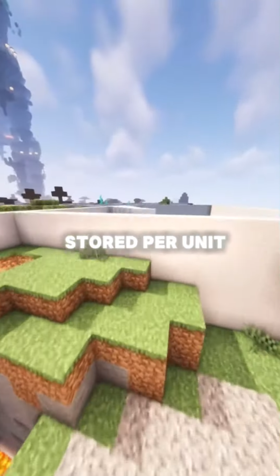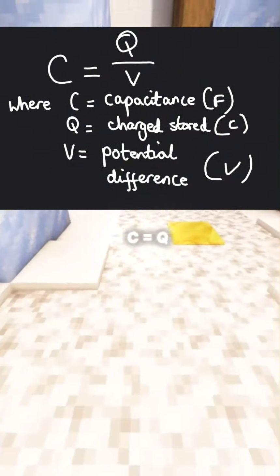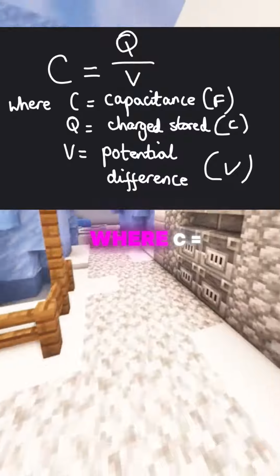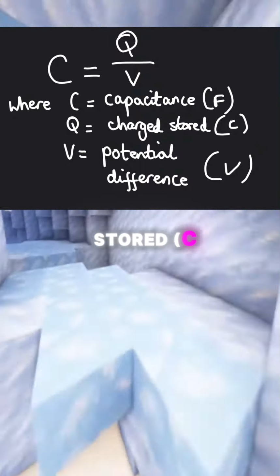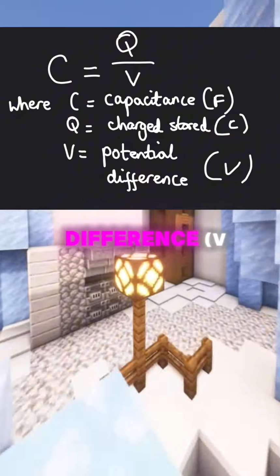Capacitance. Capacitance is the amount of charge stored per unit potential difference and is given by C = Q/V, where C = capacitance, Farads, Q = charge stored, C, and V = potential difference, V.